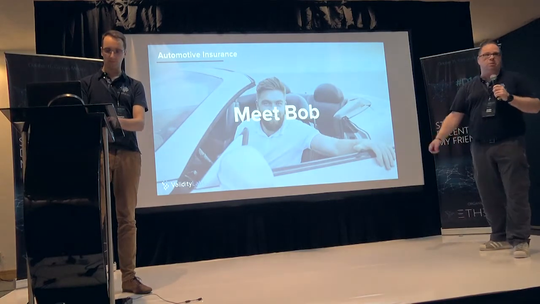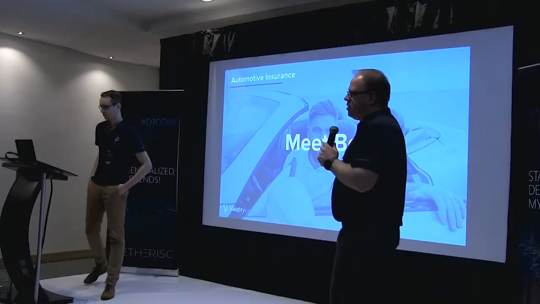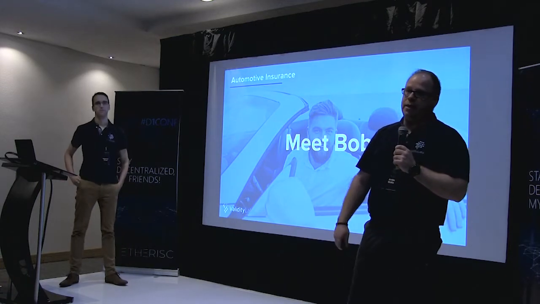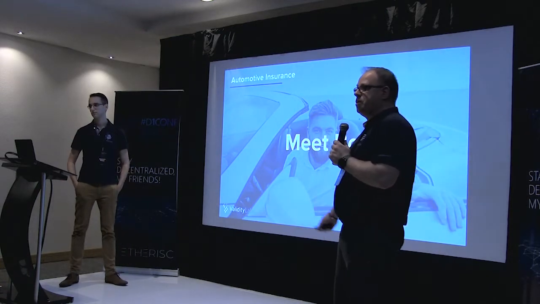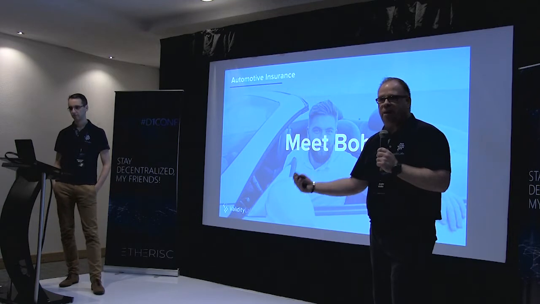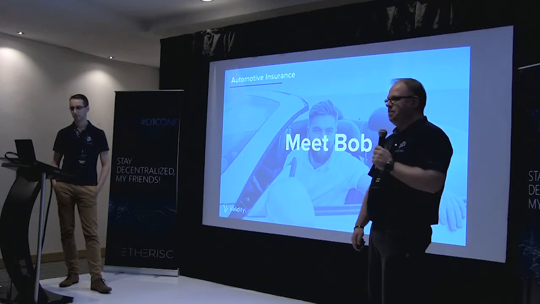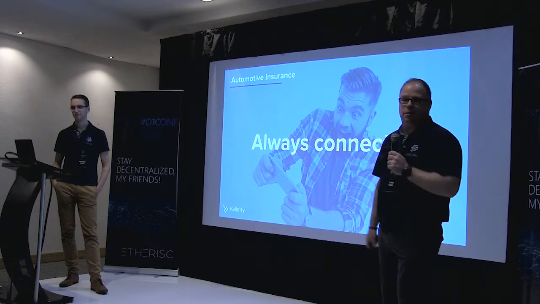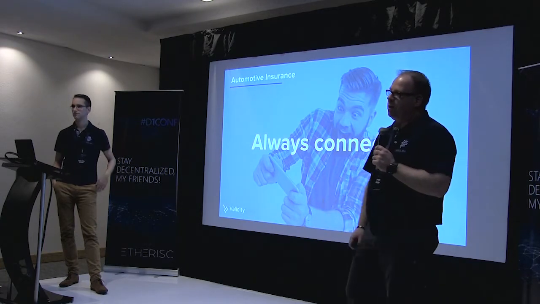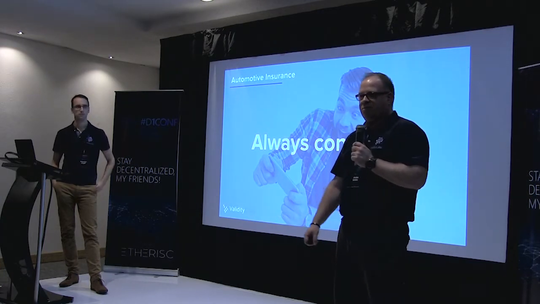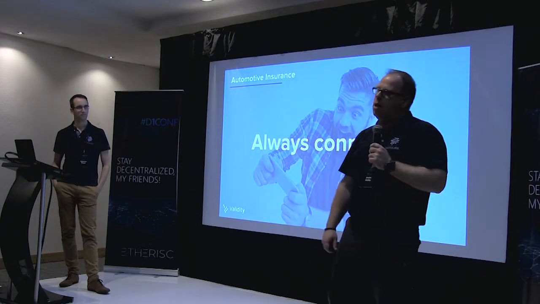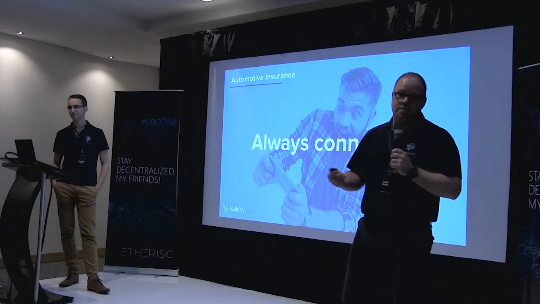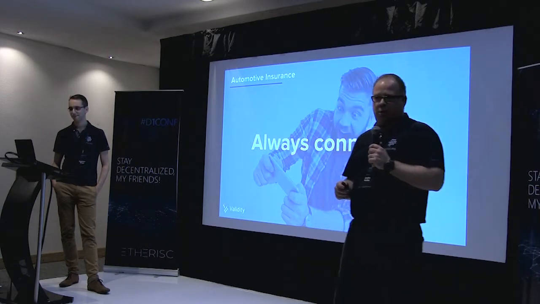So please meet Bob. Bob has just received his driving license. His daddy bought him a car, and they use the car insurance of their lifelong insurance partner, Bloxa. He's a very happy person, and he's also always connected. Like many young people, he is on the phone 24/7. He doesn't want to miss anything, so he does it in the car too. He drives around, checks his messages, and you can imagine that doesn't go too well.